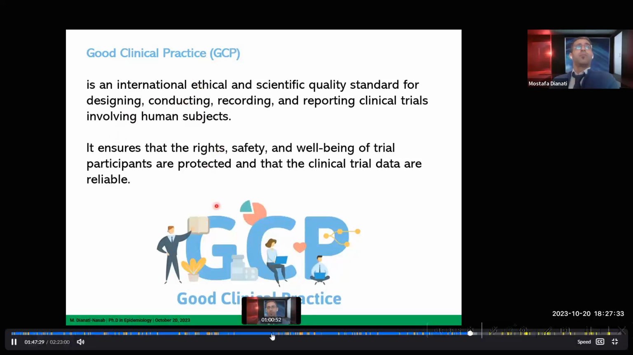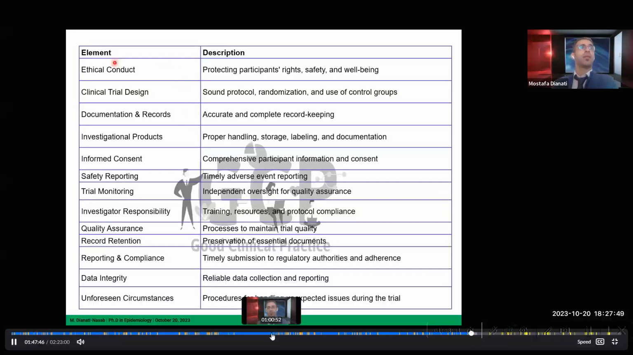Why do we use GCP? Because it ensures that the rights, safety, and well-being of trial participants are protected. This is really vital in order to approve a new drug or new intervention. It has some key elements, as you see here, like ethical conduct, the design of your study to see if it's sound and clear, and also documentation, records, and other aspects of your study, like safety reporting, trial monitoring, quality assurance, data integrity, and so on.